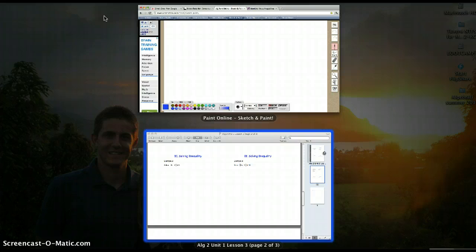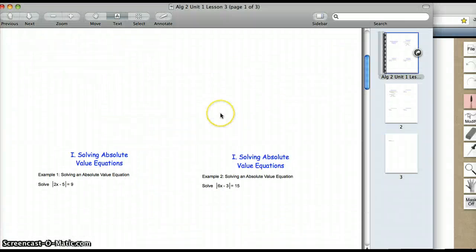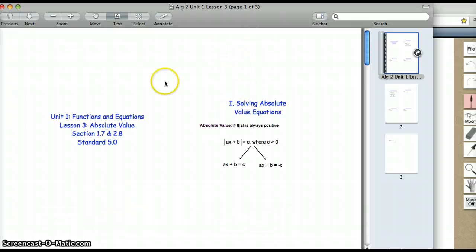All right, so now that you know how to solve inequalities and how to solve absolute value equations, go ahead and start.